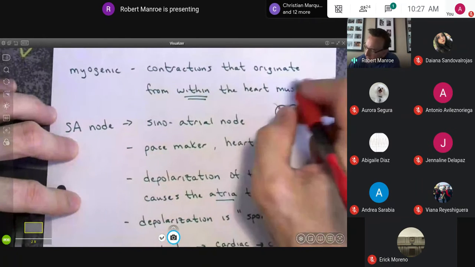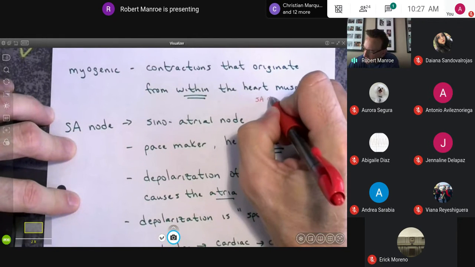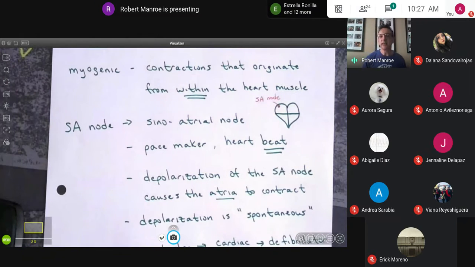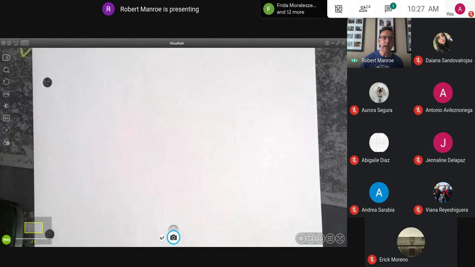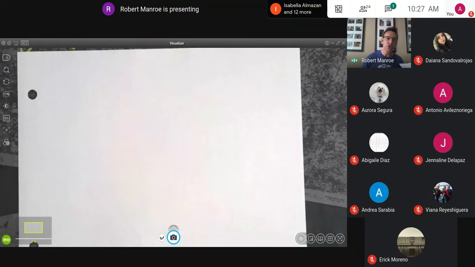I should label that for you. So this is the sinoatrial node, and that sits in the top right atrium of your heart. And it spontaneously depolarizes about once every second and causes heart contraction.